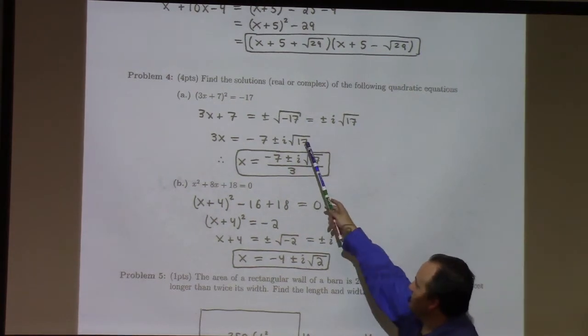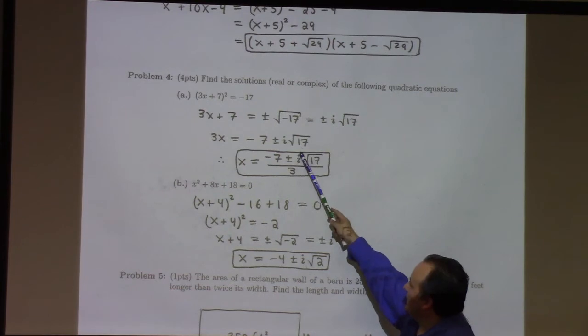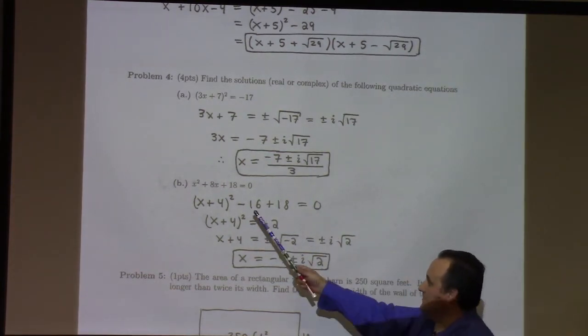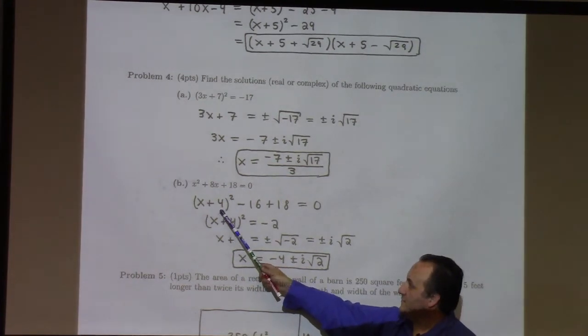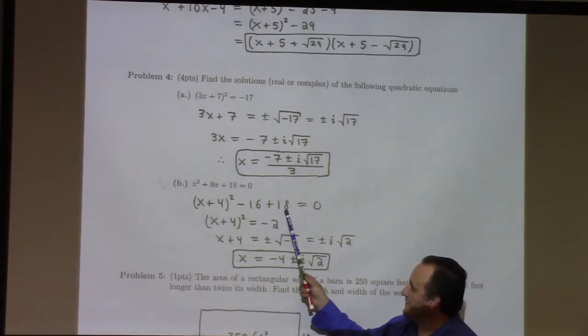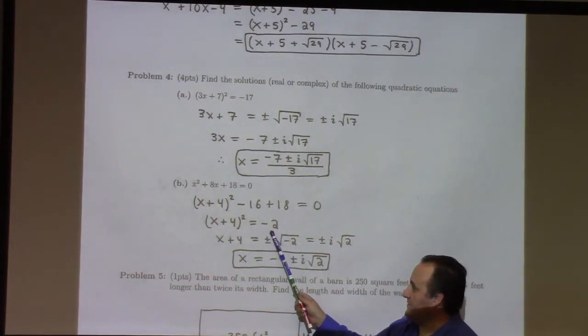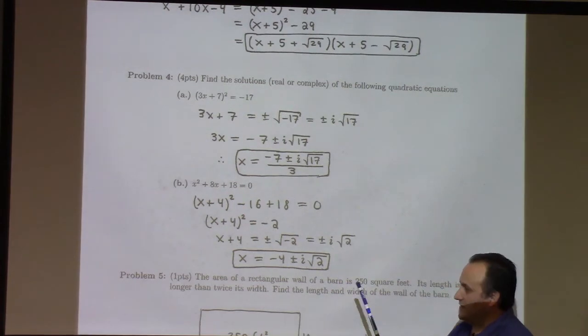And so what I did was I used the square root property. I factored out the minus as the i, and solved for x. This one, I completed the square, right? So (x plus 4) squared, I subtract the square of 4, which was 16. That leaves me with a 2 on this side. When I move it to the other side, I get a minus 2. And as such, I get minus 4 plus or minus i root 2.